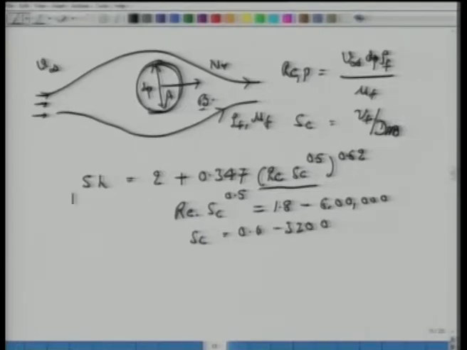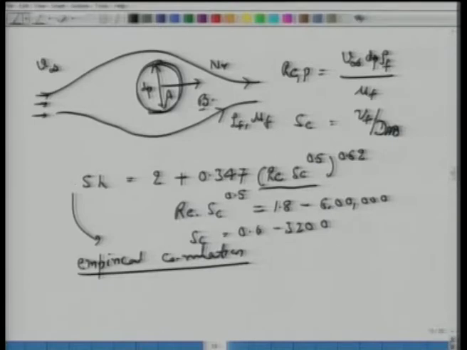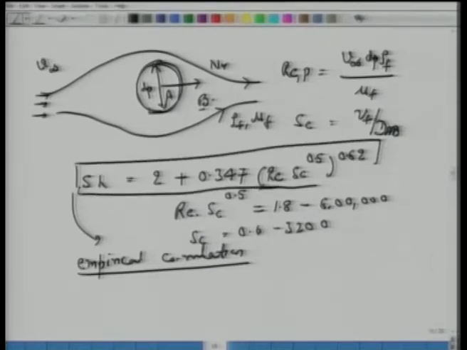Now this is an empirical correlation. All it means is that this has been obtained based on certain experimental conditions where we meet these two restrictions. Once we know the Sherwood number, we can calculate Km. Once we have Km, we can predict the diffusion flux NA as Km times delta C.